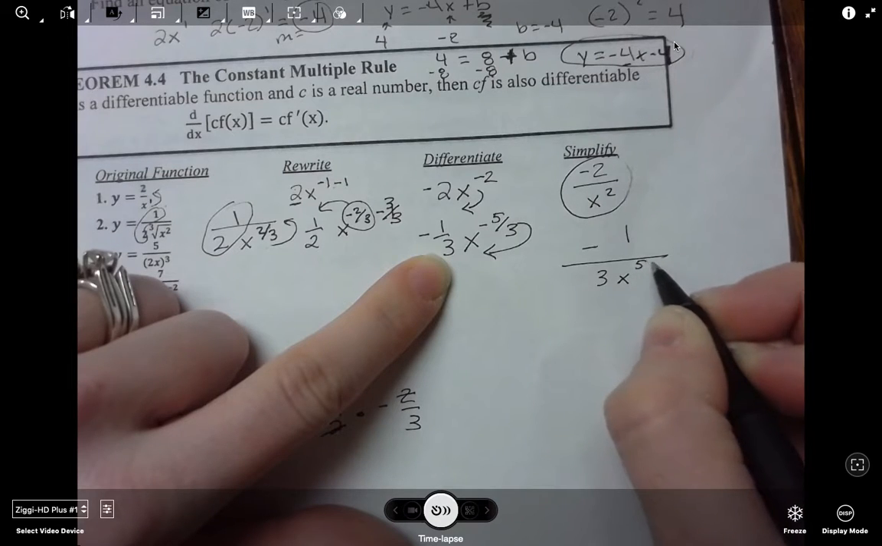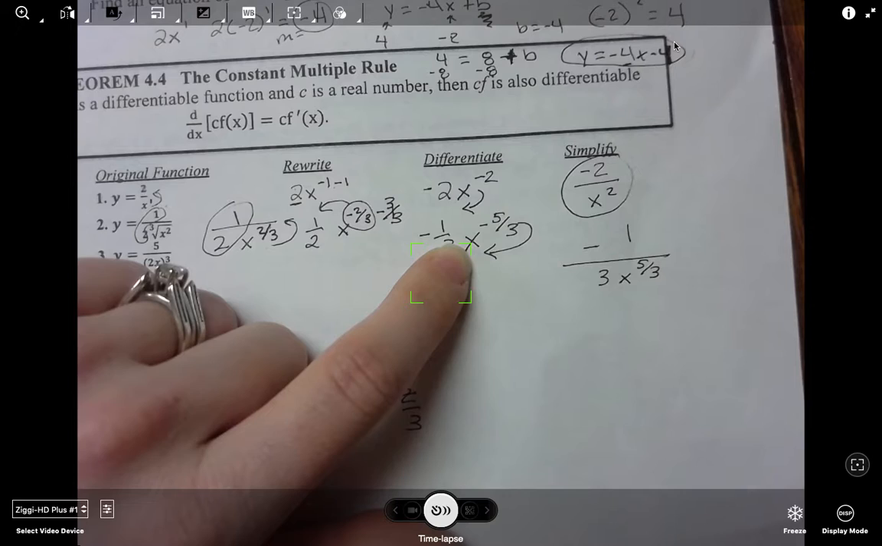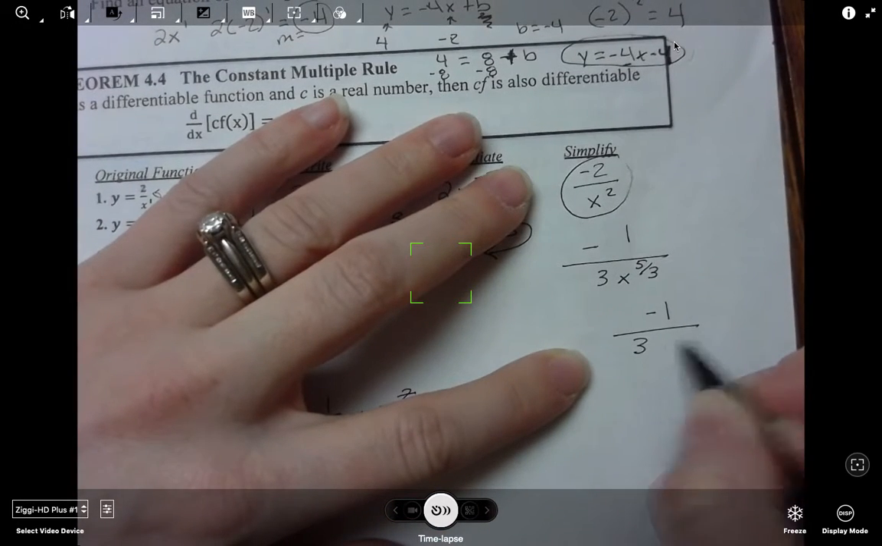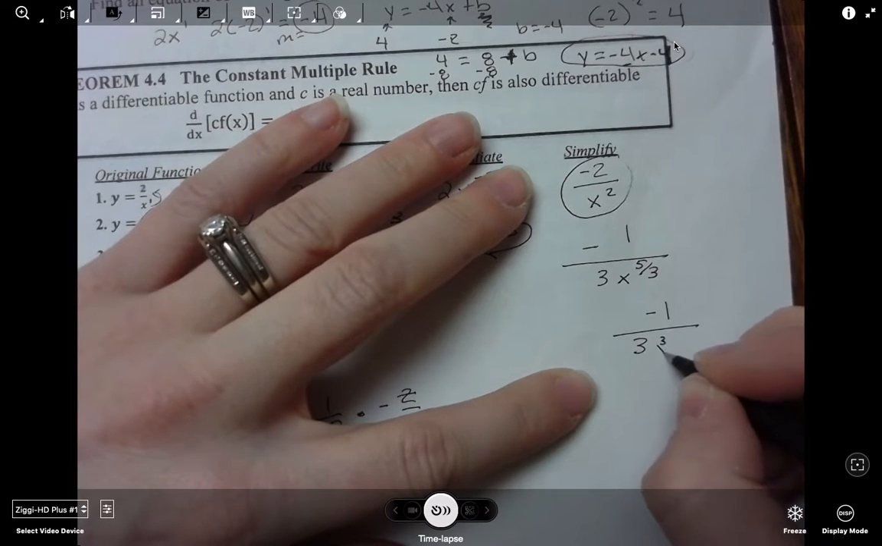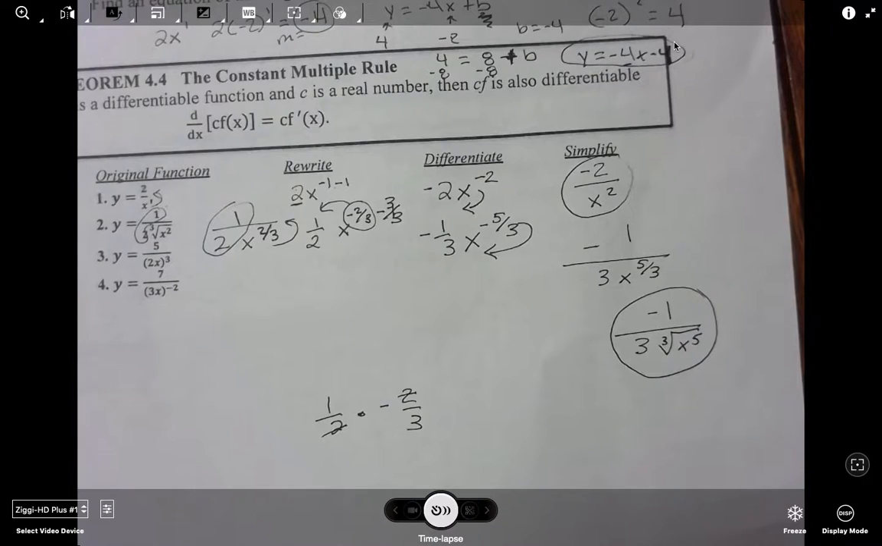x to the positive 5/3. Okay, now it's back down in the bottom again. And then I can write that as the cubic root of x to the 5th power, I think is what that will look like. So 5/3 power is the cubic root of x to the 5th power. All right, I'll do one more of these.